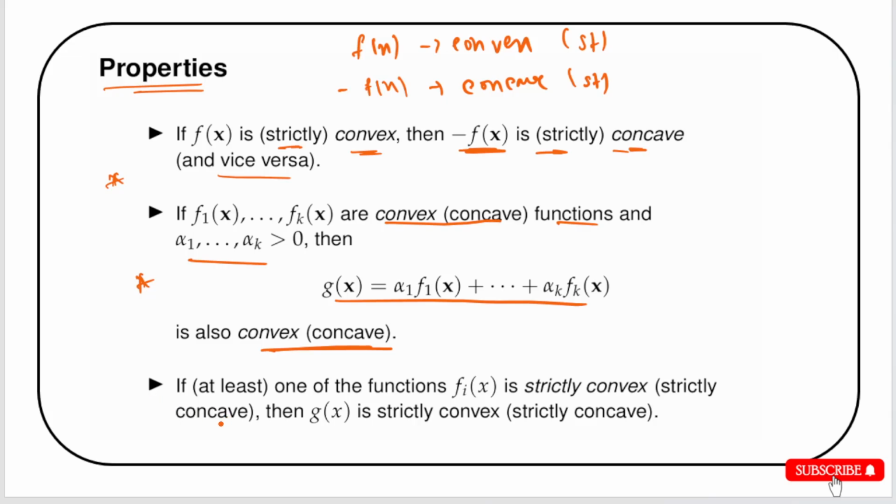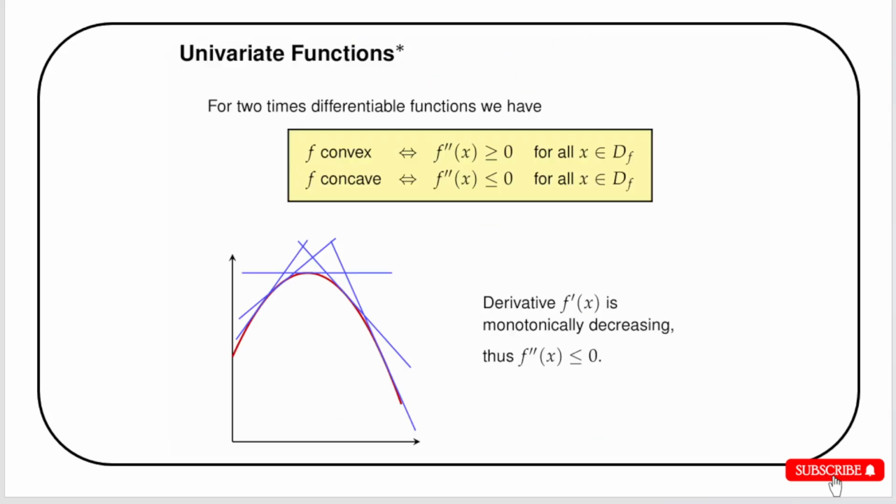And finally, what it says is that if at least one of the functions, if fi(x) here, is strictly convex or strictly concave, then g(x) is also strictly convex or strictly concave. So suppose you have k number of convex functions, and the first function, f1(x), is strictly convex, then your entire linear combination will become strictly convex, and a similar thing will happen for strictly concave. So these are some important properties of concave and convex functions.